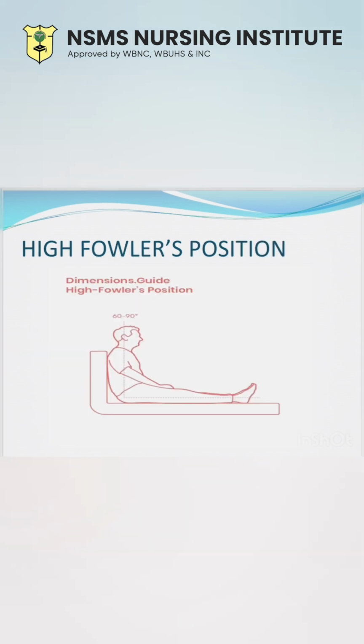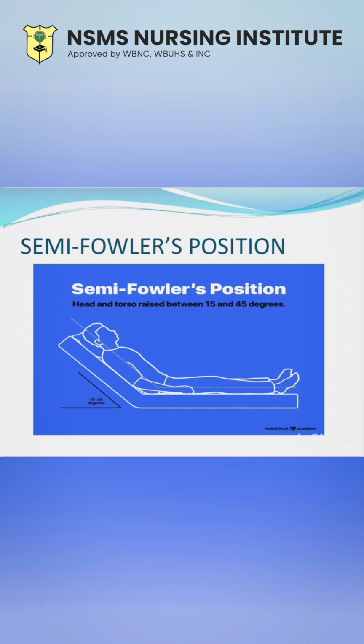Now, let us see the high Fowler's positioning. In this position, head of bed is elevated to 90 degree angle. High Fowler's position provided to patients with difficulty in breathing. It is also used while eating and drinking without risk of aspiration or choking. Secondly, let us see semi-Fowler's positioning.